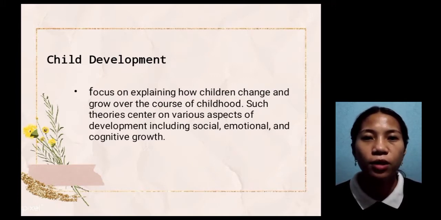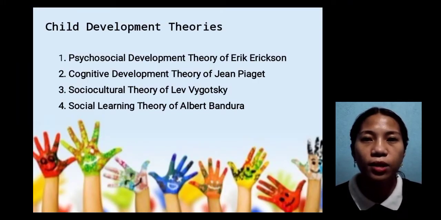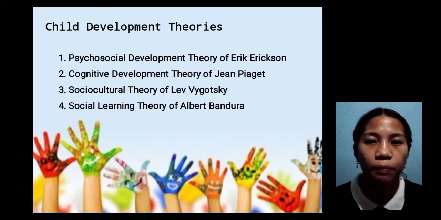I am going to discuss the child development theories, but before that, let's define what is child development. Child development focuses on explaining how children change and grow over the course of childhood. Such theories center on various aspects of development, including social, emotional, and cognitive growth. The child development theories are the psychosocial development theory of Erikson, the cognitive development theory of Jean Piaget, the sociocultural theory of Lev Vygotsky, and the social learning theory of Albert Bandura.